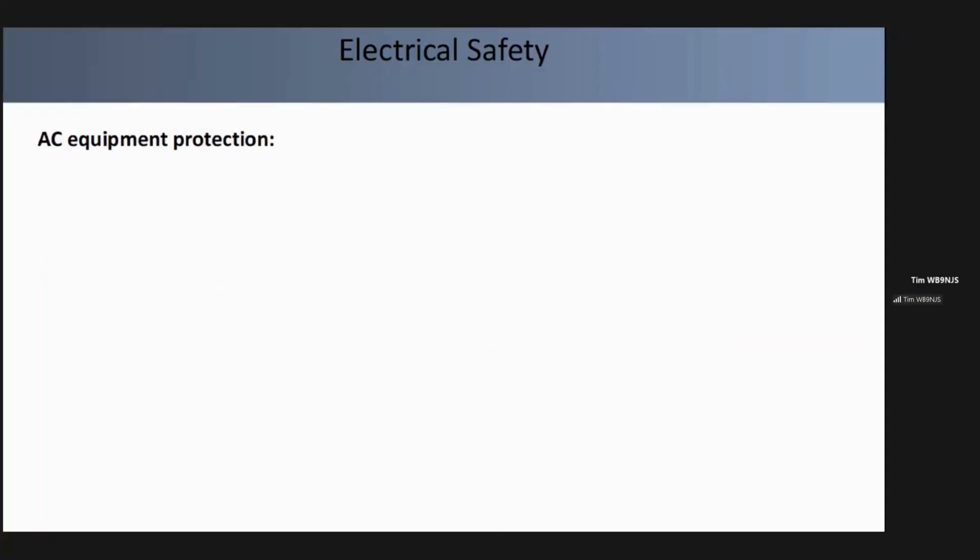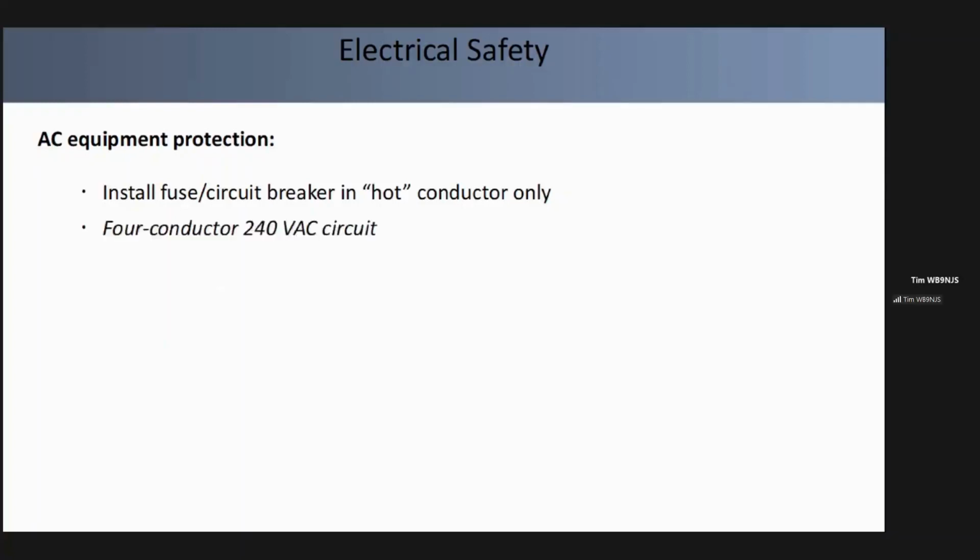Okay, so let's talk about equipment protection, AC equipment protection. From the tech test, there's a question that says if you build your own AC powered equipment, you'll want to install a fuse or circuit breaker in the hot conductor only. So there's 3 wires on your 110 volt AC. You've got a hot, a neutral, and a ground. The hot is usually black insulation. The white is the neutral, and the green is the ground. But you'll install a fuse or circuit breaker only in the hot conductor.